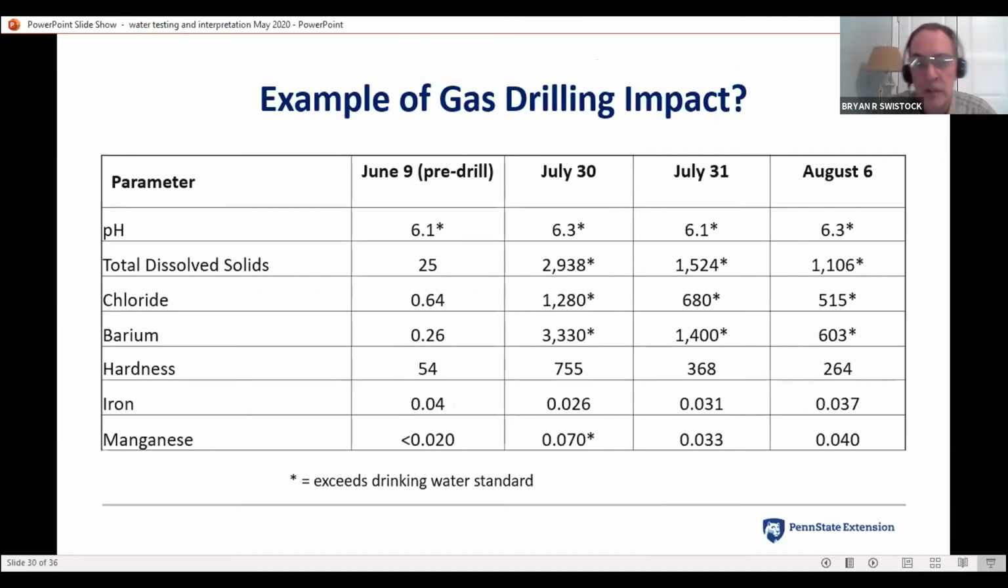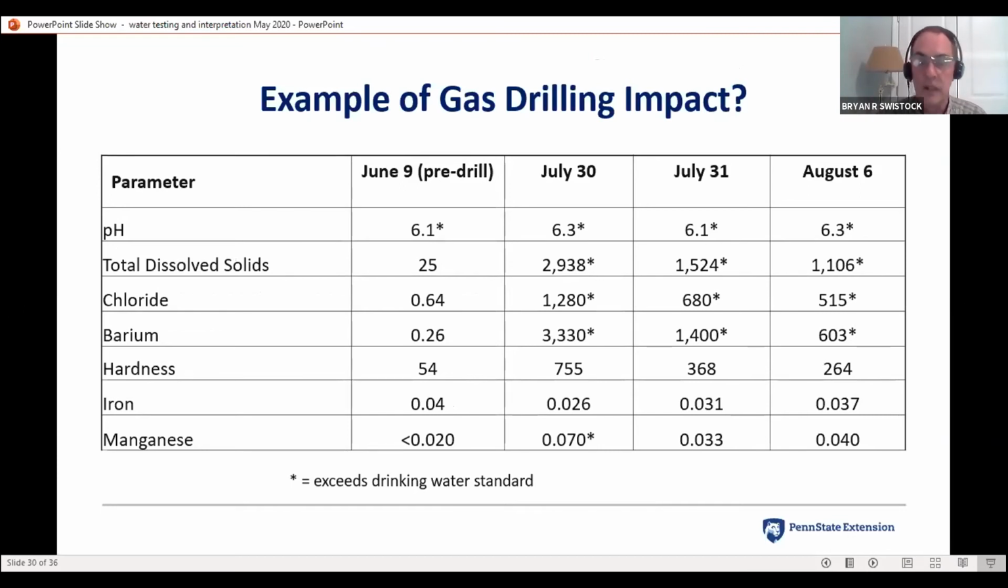These are actual results from years ago, but we have a pre-drill survey shown on June 9th. We have a July 30th sample, a July 31st, and then an August 6th sample. What you notice on these samples, if you look at something like total dissolved solids, it went from 25 milligrams per liter in the pre-drill to almost 3,000 on July 30th. Then it came down to 1,500 and 1,100. Similar kinds of results for chloride and for barium and for hardness.